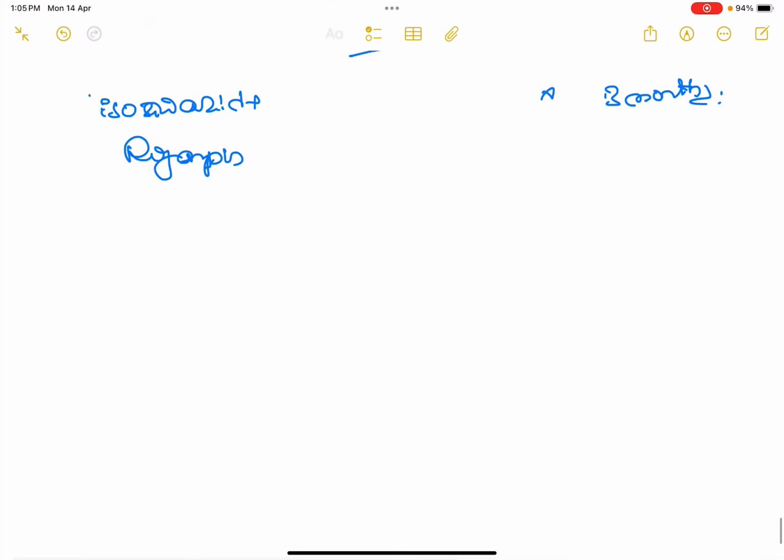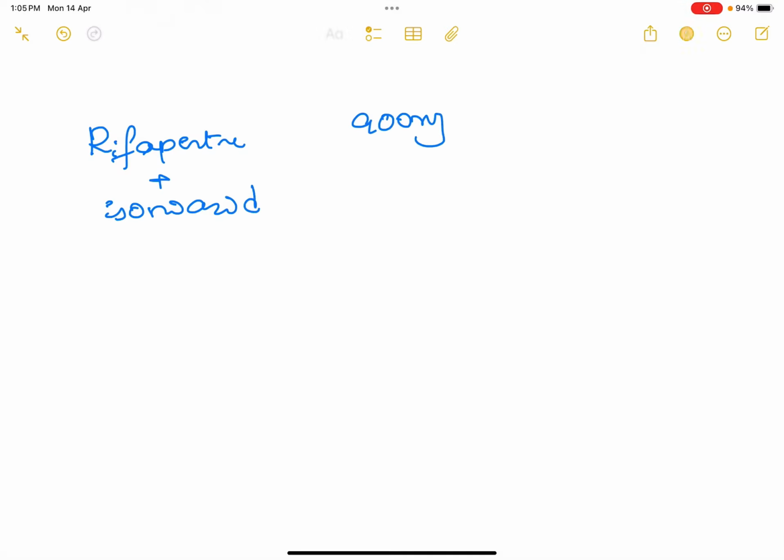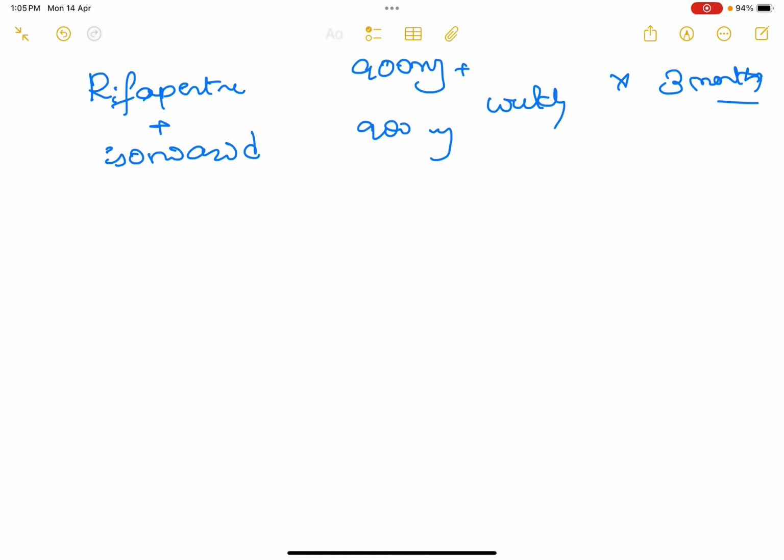Okay, here also daily doses. Okay, there are weekly doses, but here the drug is rifapentine plus isoniazid. Here you have to use the dose 900 mg plus 900 mg. This is weekly dose. Weekly for only 3 months. It's good for 12 weeks. Only weekly, the patient has to take only weekly tablets and for only 12 weeks or 3 months.